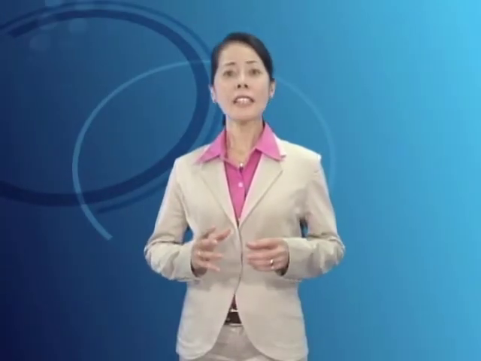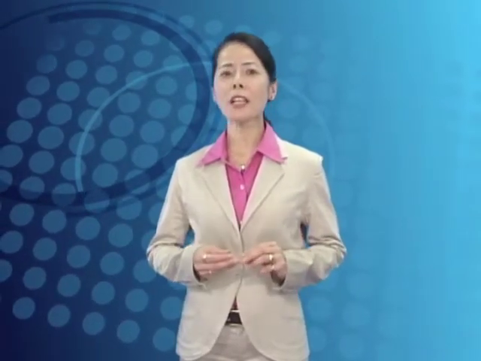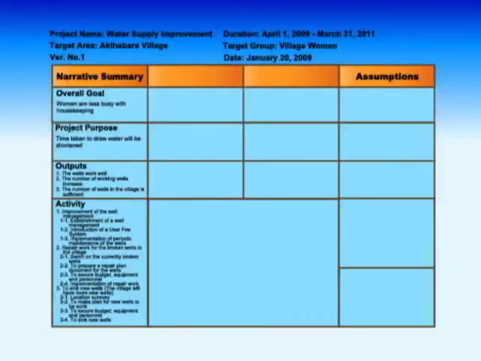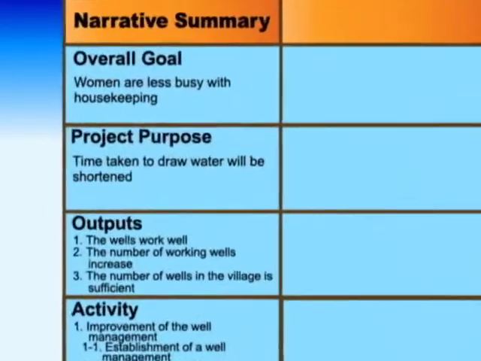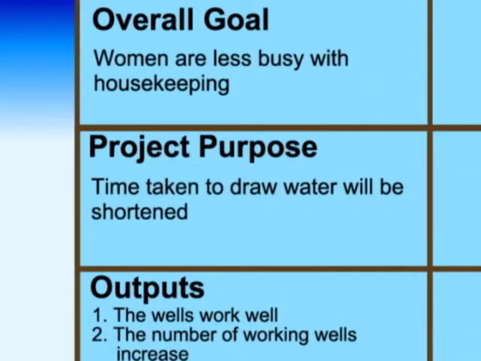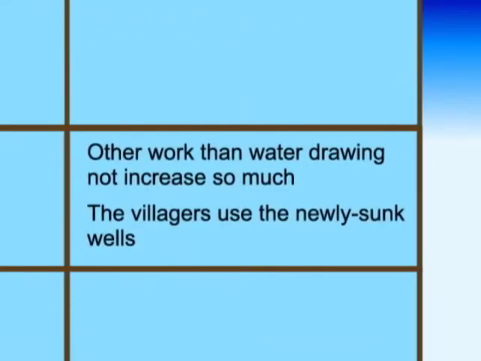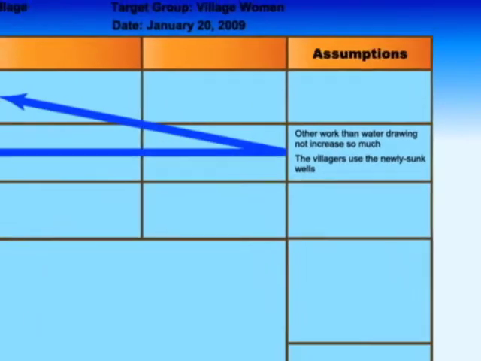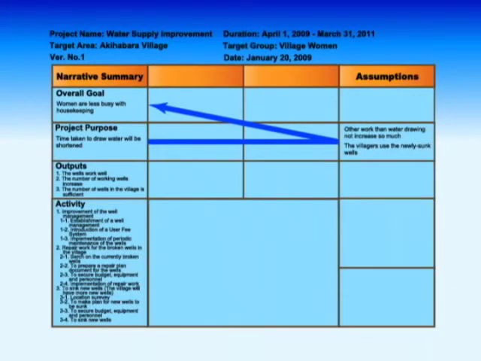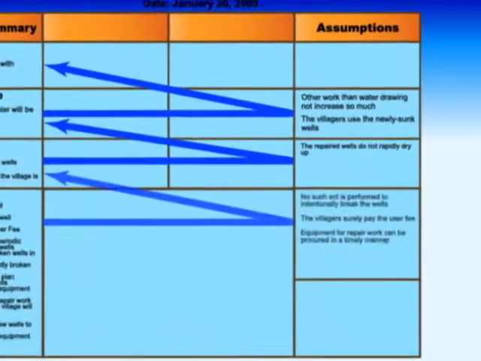Now, let us have a look at the case of the water supply improvement project in Akihabara village. For the project purpose, time taken to draw water will be shortened. Assumptions might be: other work than water drawing does not increase so much, the villagers use the newly sunk wells, and so on. Likewise, assumptions should be described for outputs and activities.